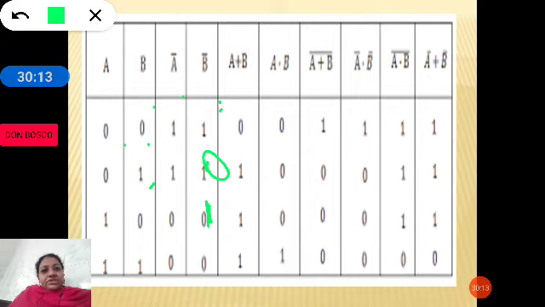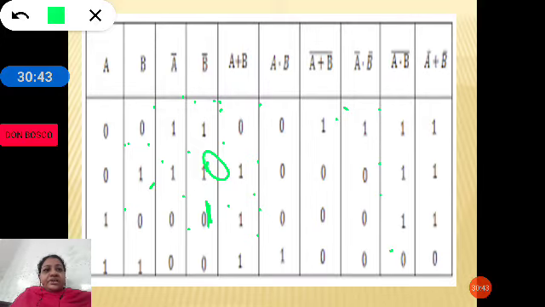Now A plus B: 0 plus 0 is 0, 0 plus 1 is 1, 1 plus 0 is 1, 1 plus 1 is 1. So A plus B whole bar is 1, 0, 0, 0. And A bar and B bar: 1 ANDed with 1 is 1, 1 ANDed with 0 is 0, 0 ANDed with 1 is 0, 0 ANDed with 0 is again 0.